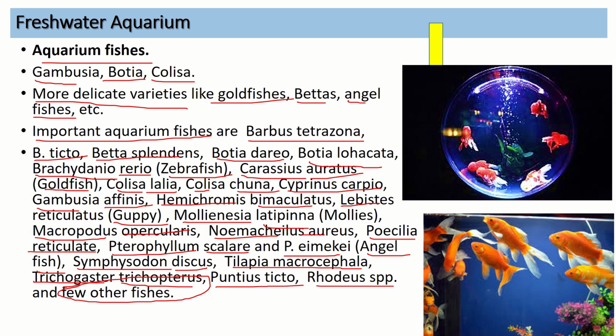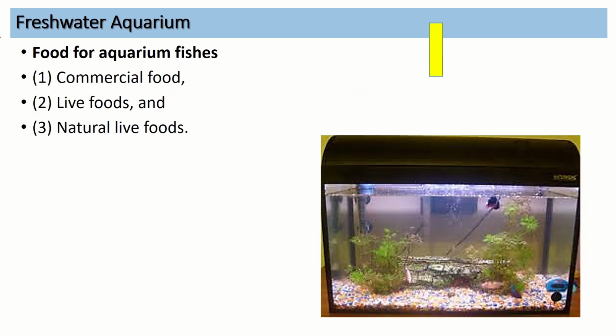Then, food for aquarium fishes. The food for the aquarium fishes may be grouped into three categories: commercial food, live food, and natural live food. First of all, commercial food.